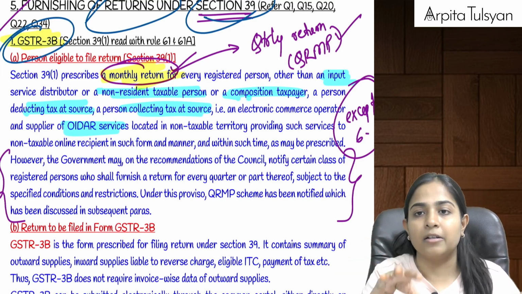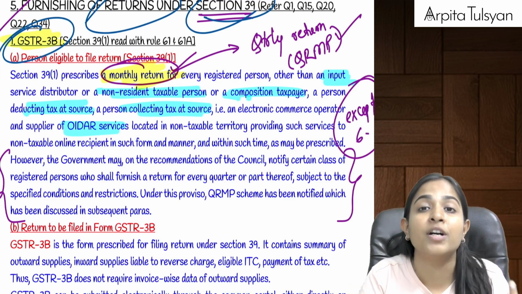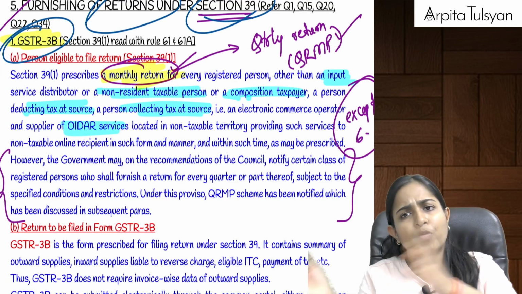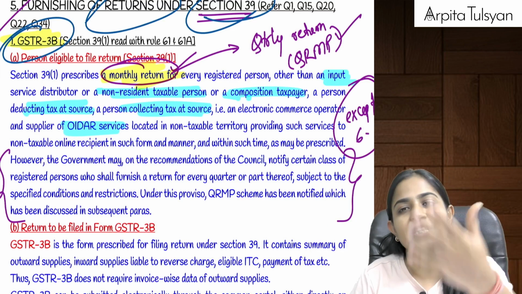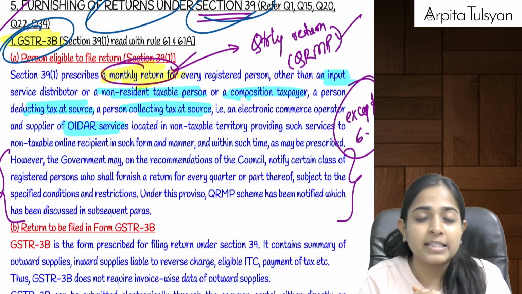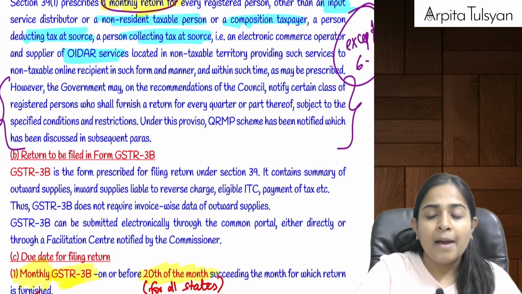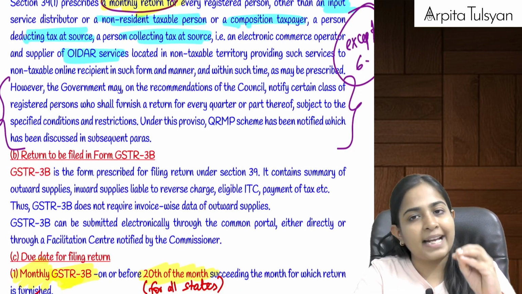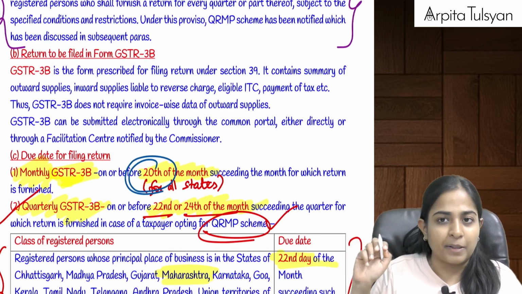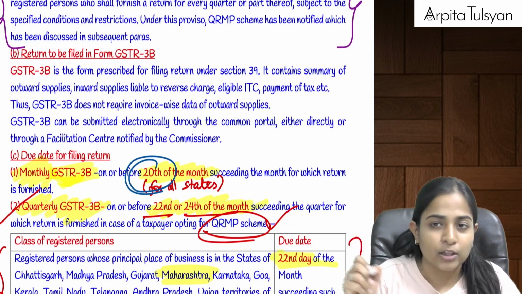Now see, GSTR 1 consisted of the details of all the outward supplies. GSTR 3B is going to contain all the details: outward supply how much, inward supply how much, tax payable how much, input tax credit how much. All those details will be included in your GSTR 3B. And finally from here you are going to get how much amount of tax is payable, so that by default it has to be paid on a monthly basis. Due date is 20th of the next month. GSTR 1 due date was 11th of the next month, GSTR 3B is 20th of the next month.